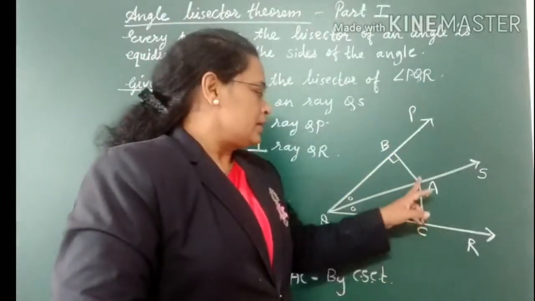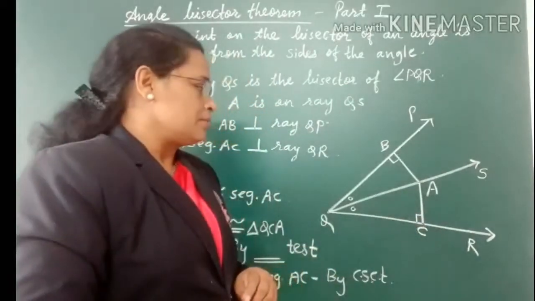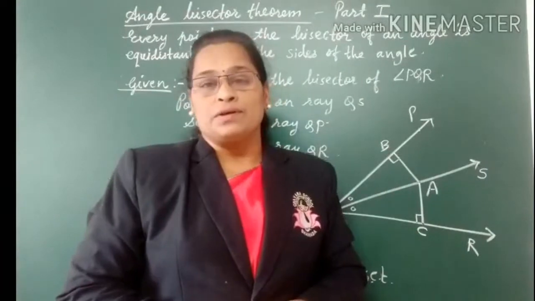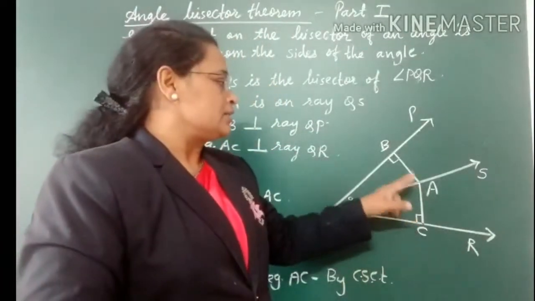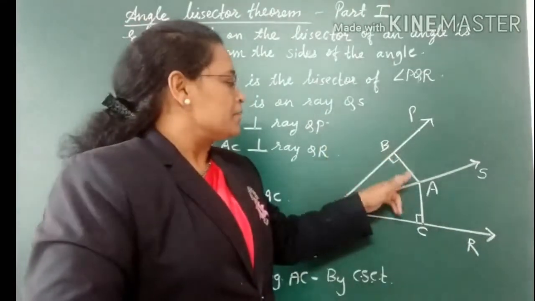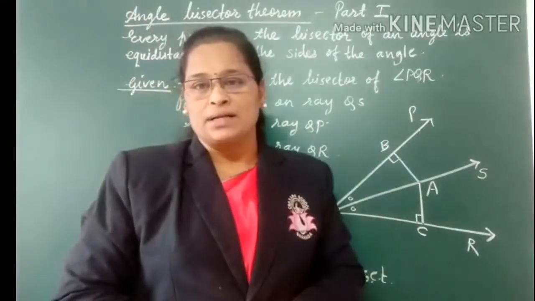So B is the point where it will make angle B a right angle. And here AC is the distance of the point A from side QR. So what we have to prove? This point A is at equal distance from both of the sides of the angle, that is, segment AB is congruent to segment AC.